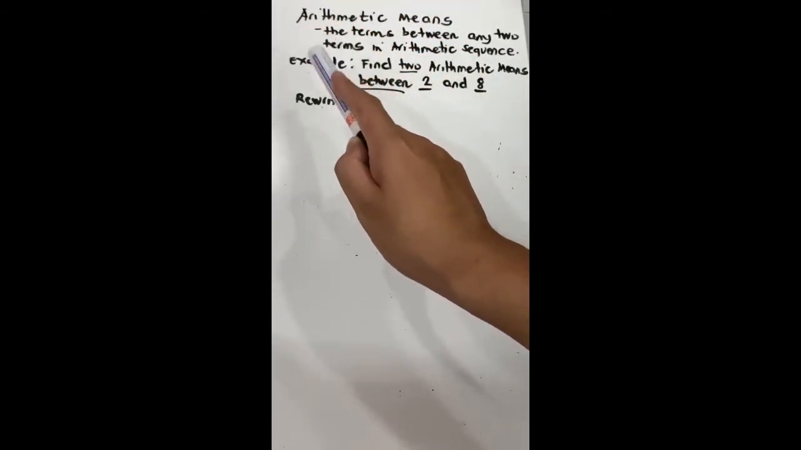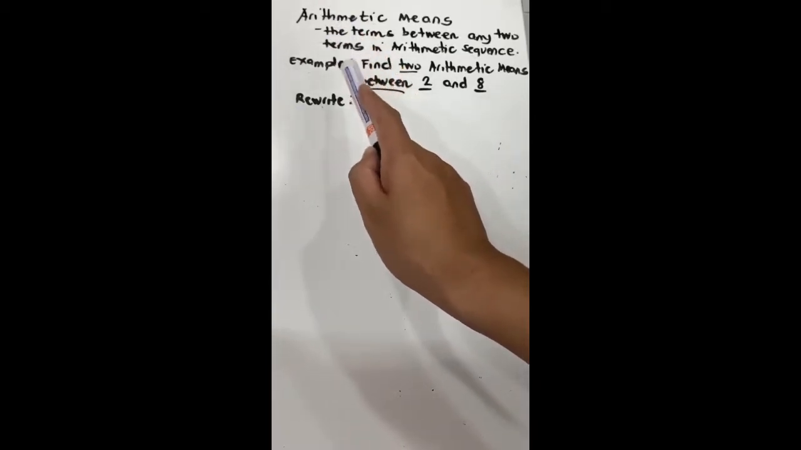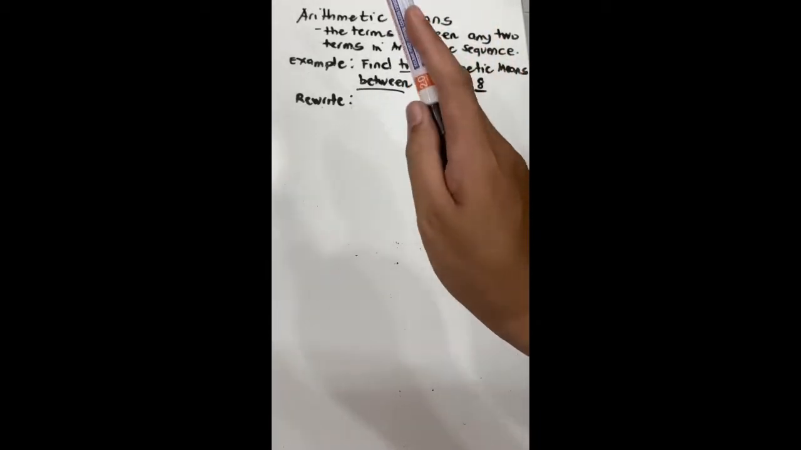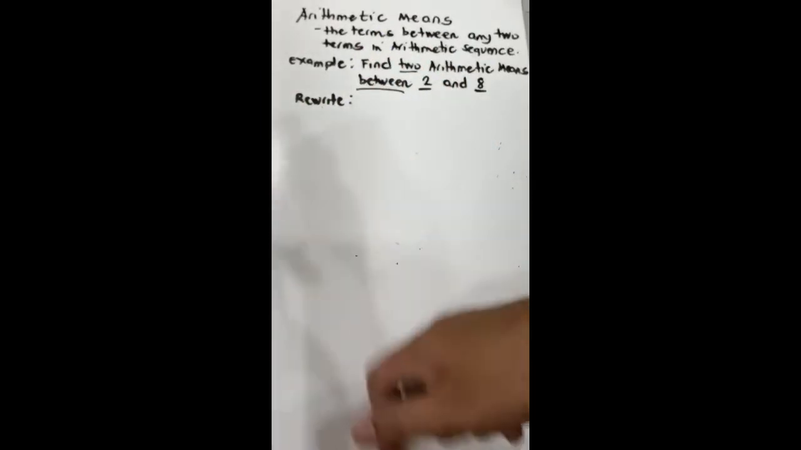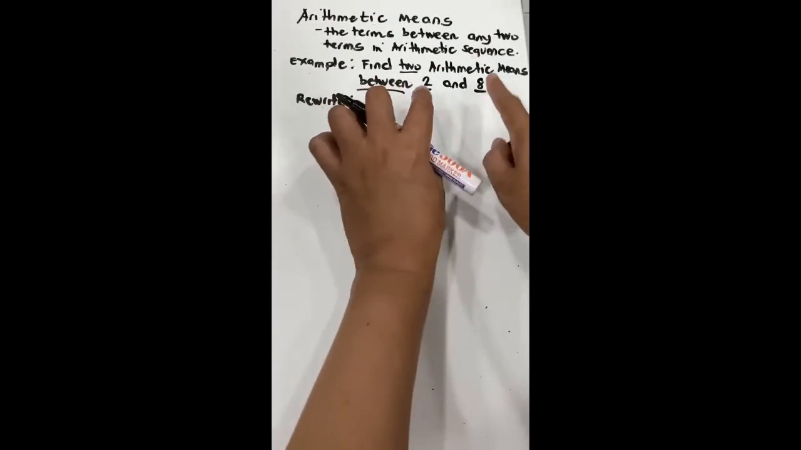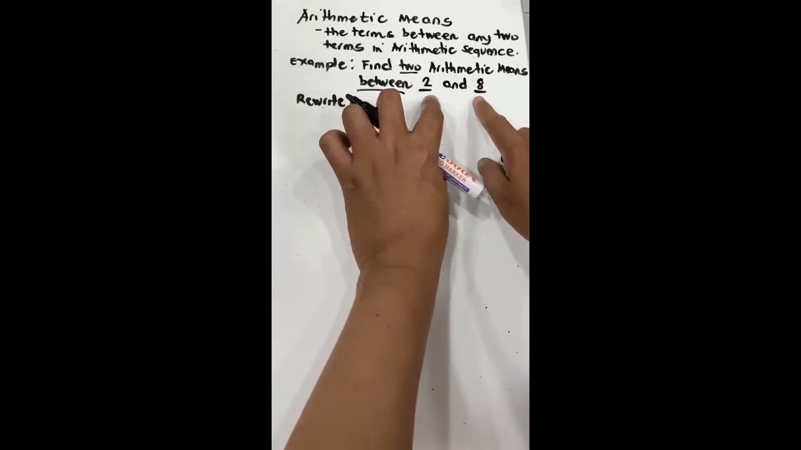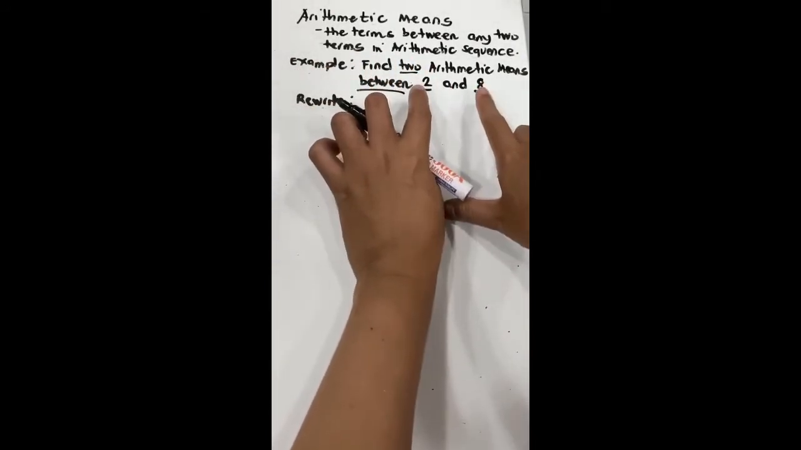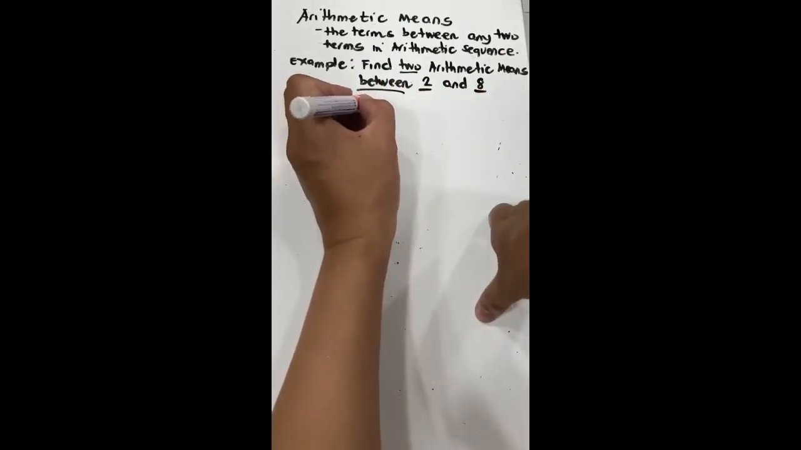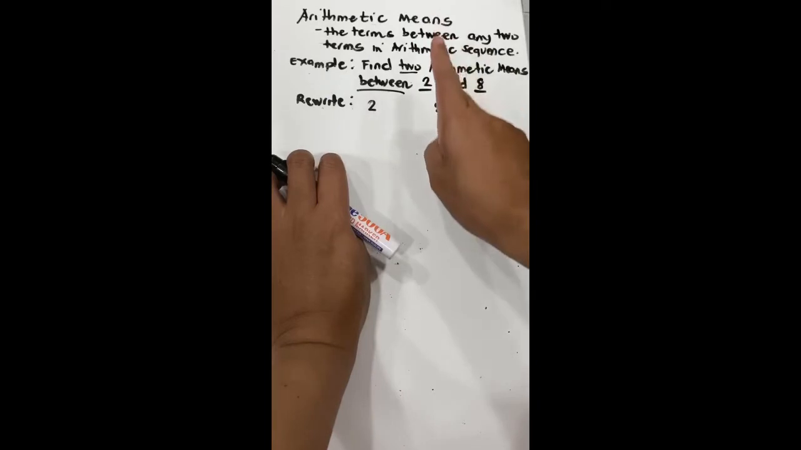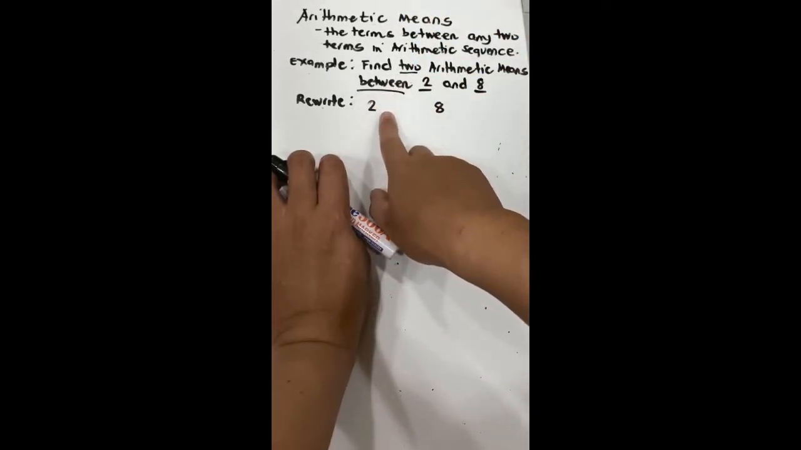So let us have a problem here to better understand the meaning of arithmetic means. It says here, find two arithmetic means between 2 and 8. Now, to visualize this one, let us rewrite the problem. Sabi dito, find two arithmetic means between 2 and 8. Ibig sabihin, merong numbers or mga terms na nasa gitna or nasa pagitan ng 2 at saka 8. So ang gagawin natin, ilalagay natin sa magkabilang dulo yung 2 at saka 8. Since sabi dito, between, sa Tagalog, ang ibig sabihin yan, nasa gitna or nasa pagitan. Ibig sabihin, meron pang dalawang terms na nasa pagitan ng 2 at saka 8.